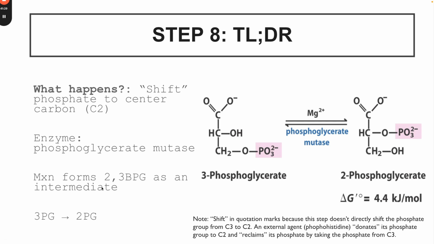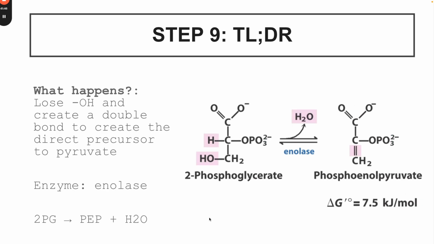And so this mechanism forms 2,3-BPG as an intermediate. This is, I think, beyond the scope of the class. I actually didn't know this until I read it on this slide. But you form 2,3-BPG as an intermediate. And this note explains that. If you're curious, come up to me after, but that's not important for this exam, I don't think.